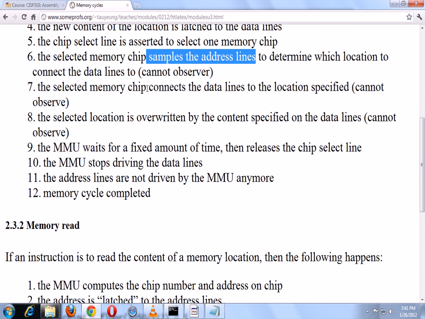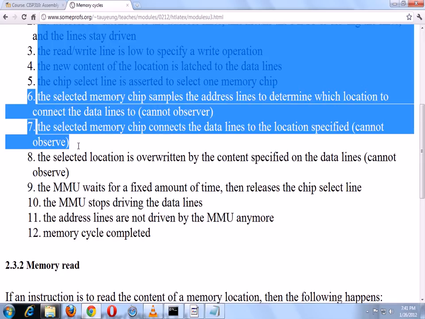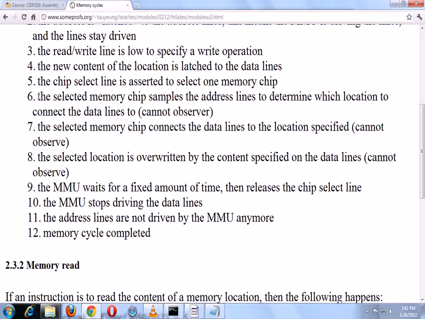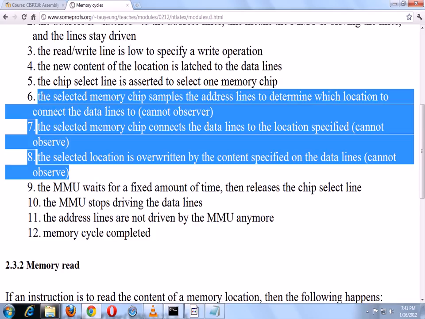The selected memory chip will connect. Okay, we just talked about step number 7, and then on step number 8, the selected location is overwritten by the content specified on the data lines, which is just something that I talked about. Now you have to remember, some steps here cannot be observed externally. In other words, in this particular case, if you use an oscilloscope or some other means, you can only observe everything up to step number 5.